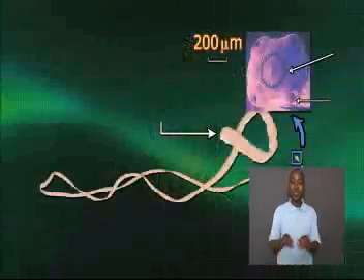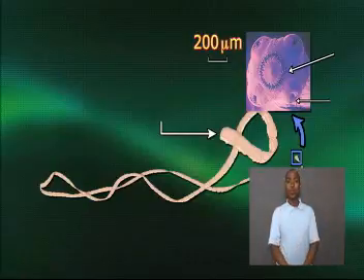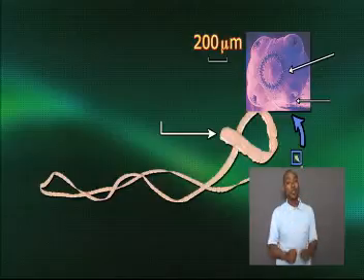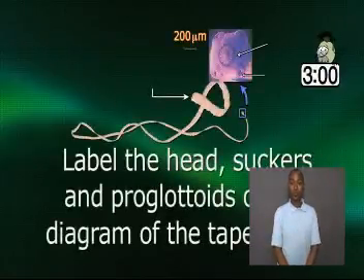Students, look at the diagram of the tapeworm. Can you label where the head, suckers, and proglottids are on the tapeworm? Students, let's get ready. Begin.